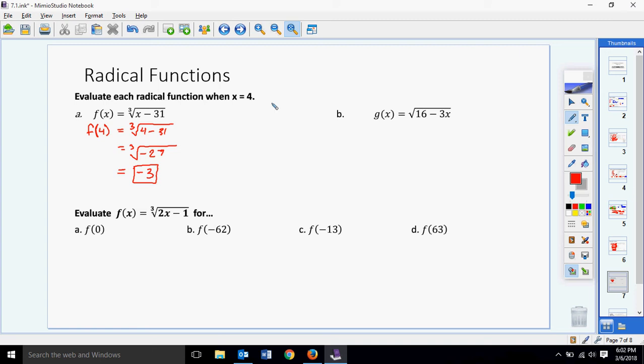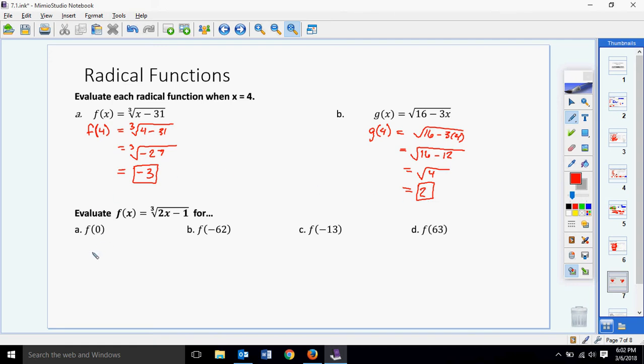Over here, I'm again going to let x equal 4. So my function is g. G of 4 is the square root of 16 minus 3 times 4. Well, 3 times 4 is 12. 16 minus 12 is 4. The square root of 4 would give me 2. So evaluating is all about plugging in and simplifying.